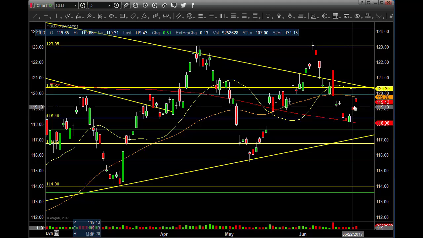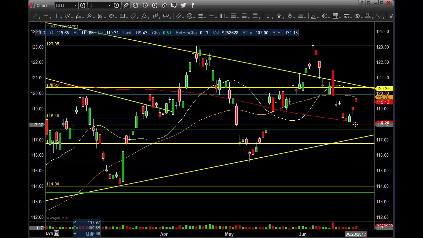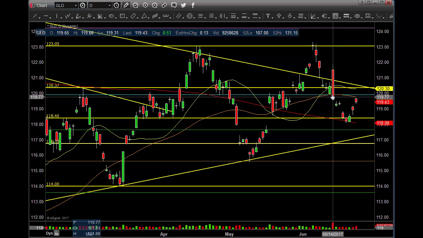GLD, nice 3-day move up, 51 cents on the day. Did not recapture the 20 or the 50 MA, but still holding the 200. So nice 3-day rip or 2-day rip, and back into resistance, guys, which at bottom of this big red bar, that's going to be good resistance, the 50 MA.